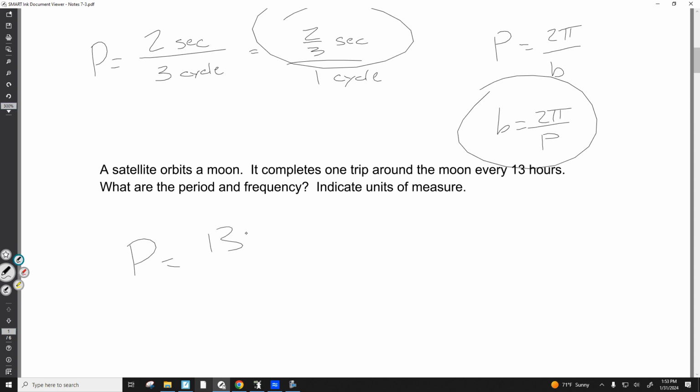13 hours to complete 1 orbit. The period is 13. I was just trying to trip you up there, trying to get you to put 1/13. Anybody do that? Yeah? Okay. You did great. All right, now.